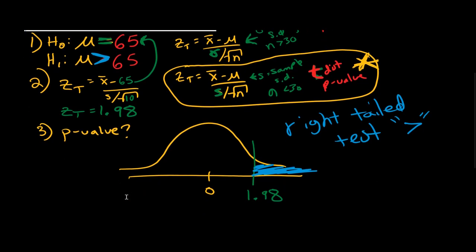All right, so I basically want to know, what is this area? That is what the p-value is. The p-value is this area I've highlighted here in blue. And this is a t-distribution. So basically, this is the probability that t is greater than 1.98. All right, and I can figure this out in Excel. So let's go to Excel.